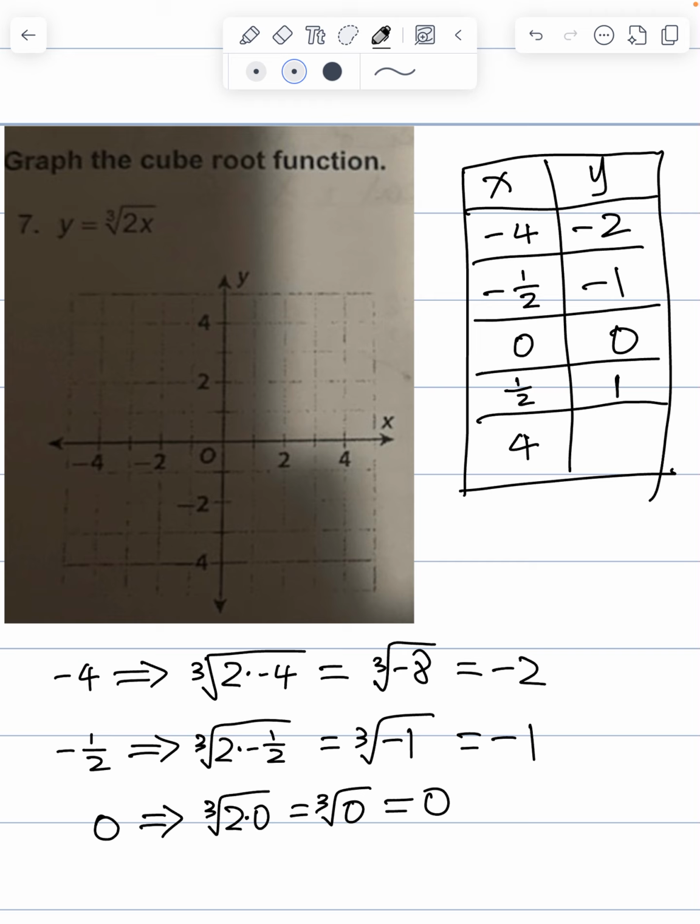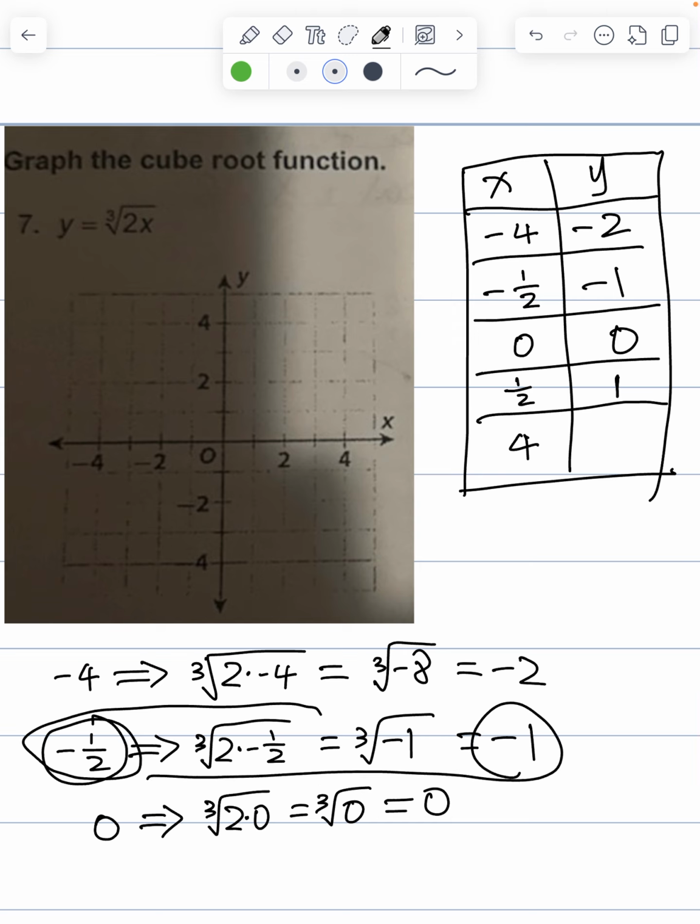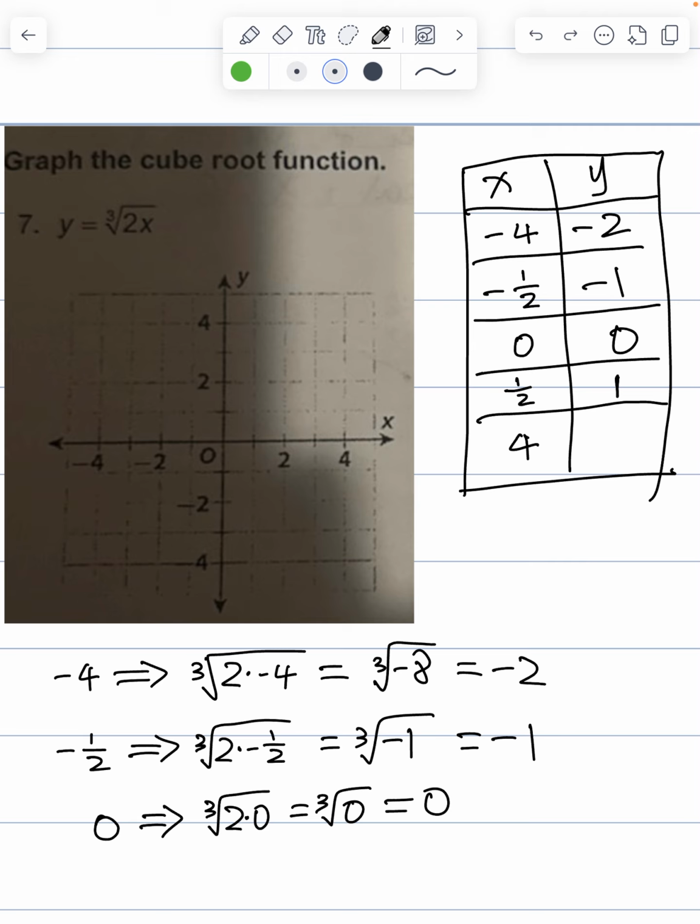And then the positive 1/2. That will be the cube root. If we change this part to positive, then the answer will be positive 1. Yeah? So positive 1, and then when x equals 4, y equals positive 2.